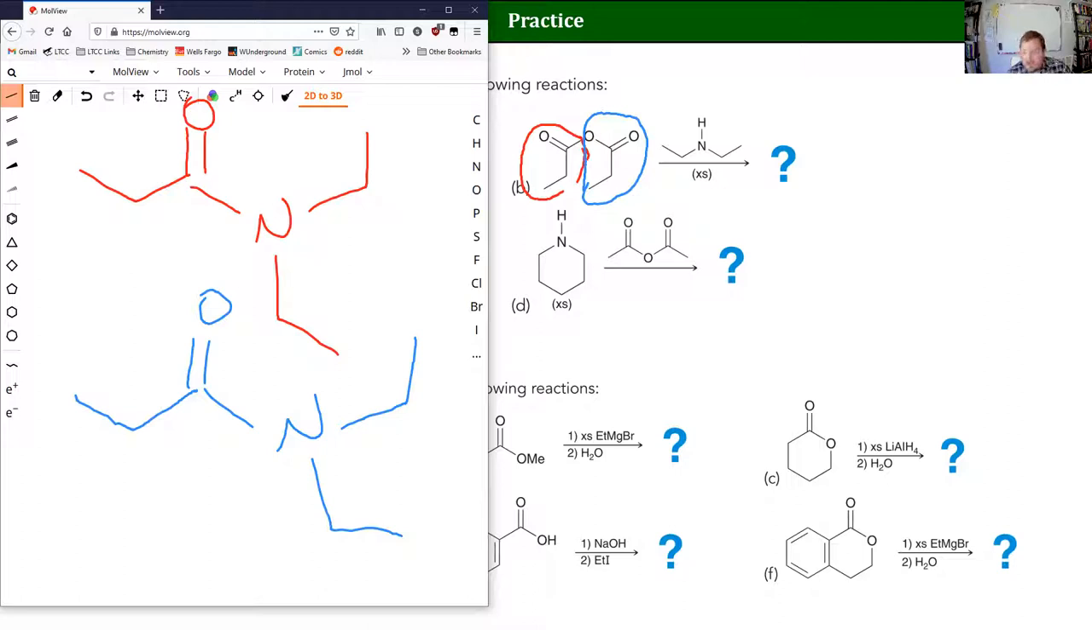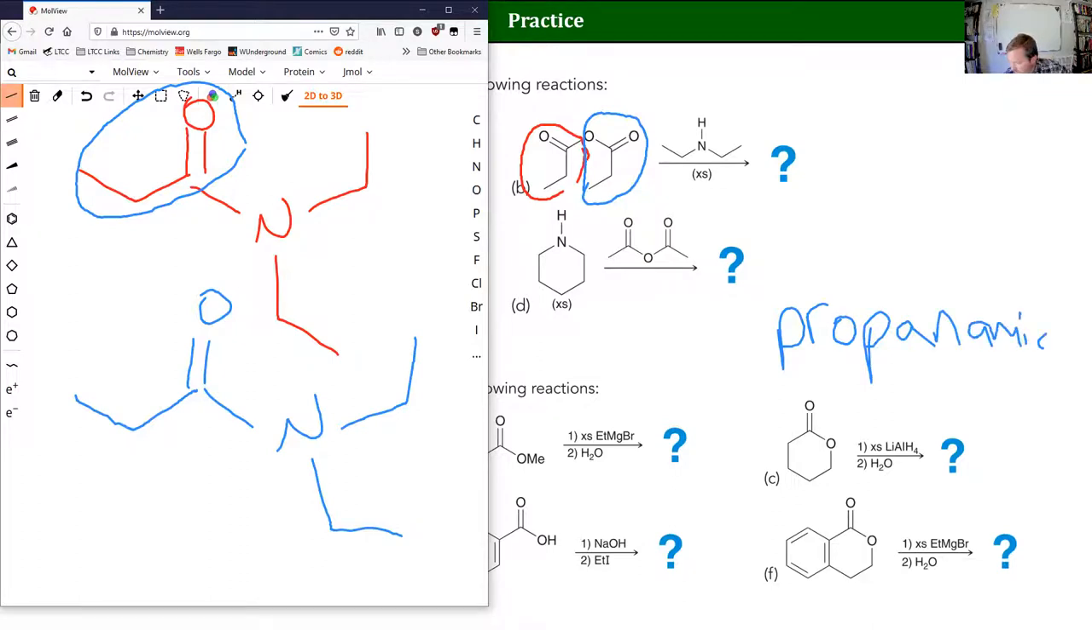All right, and just for grins, we are going to name this molecule. Remember, with these amides, we mostly just stick amide onto the end of the base name. So our base molecule for these would be three carbons long. So it would be propanamide. And then we have those two ethyl groups that are both on the nitrogen. So it would be N,N-diethyl.